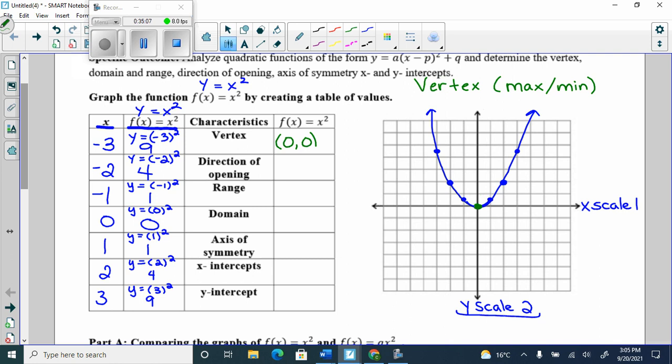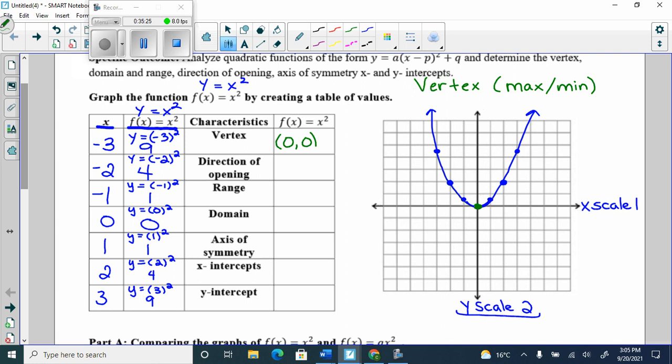Because where is my minimum at? 0, 0. What does your calculator say? E to the negative 6, e to the negative 12. So it's saying 0, 0. Don't give me any other answers. If you see e to the negative anything, your answer is 0. Please do not give me anything else. Stop the madness. Okay? Do we understand the vertex?